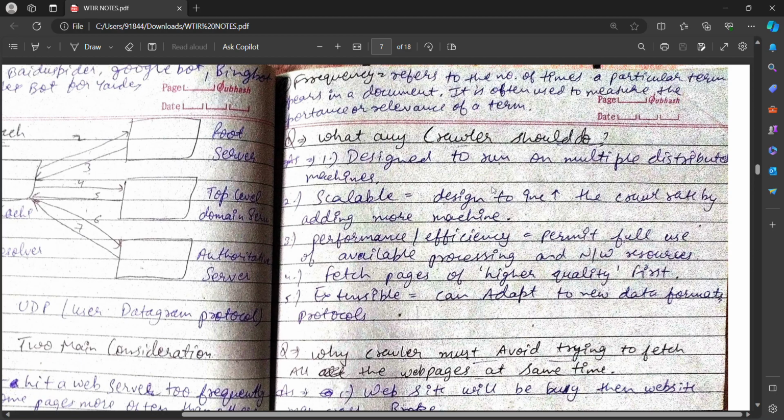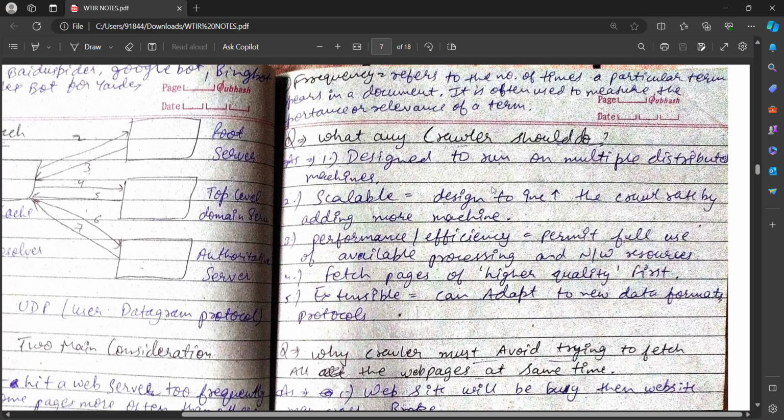Now, new data formats are being introduced day by day. It can be in the form of image, video, text, audio, or any other format. So our crawler should be able to adapt to new data formats and protocols. Protocols are basically HTTP, FTP, and all that. So our crawler should be designed in such a way.